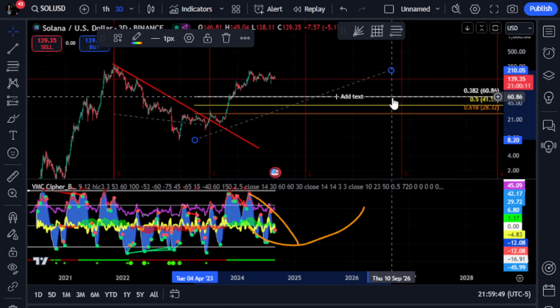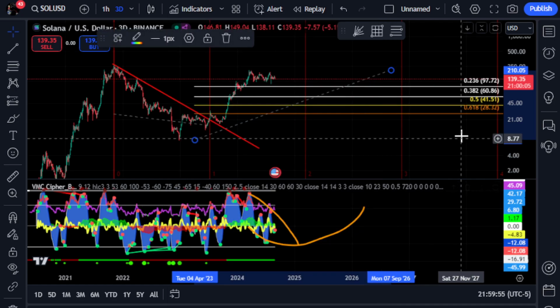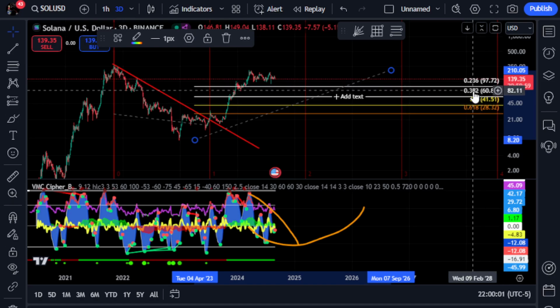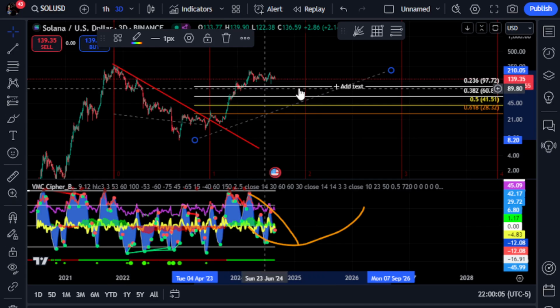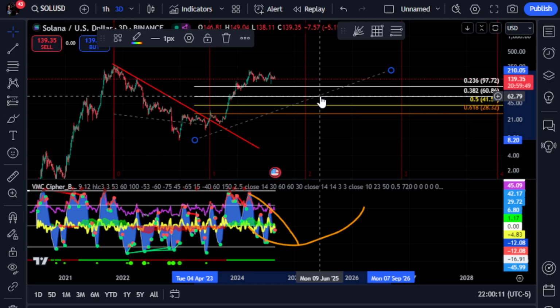Anything above there I would say is extremely bullish. If we throw our 236 on, that's coming out at $97. Here's our support range right there. $85 on our Wheel of Fortune, $60 on the 382, 97 on the 236. We got the $100 psychological level.